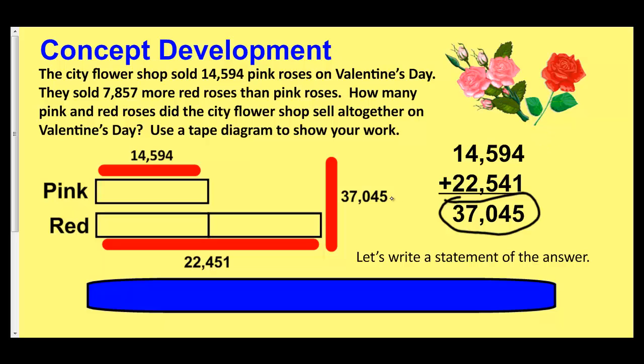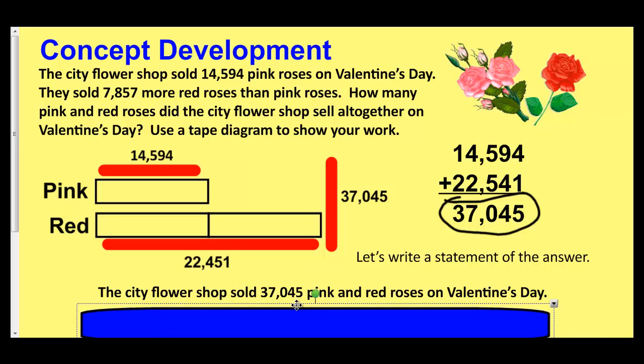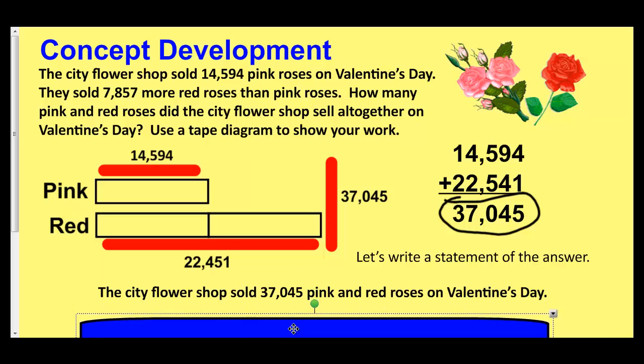So we've read, we drew, and we wrote an addition sentence. Now we're going to write a statement of the answer. So the question is, how many flowers do they sell altogether? So now I want you to write this sentence, or a sentence like it. City Flower Shop sold 37,045 pink and red roses on Valentine's Day. It's okay if you just said the shop sold 37,045 roses. You don't have to write all of that information, but it is really important that you write a sentence to answer the question.